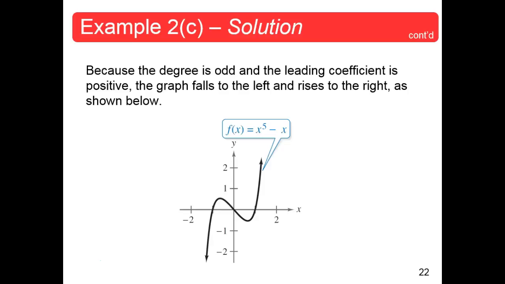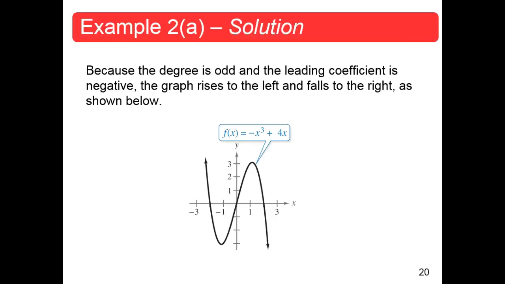Okay? So, that would have a maximum number of changes of direction of 4, but it then could be less than that as well. And this only has 2. Now let's go back and look at something else.